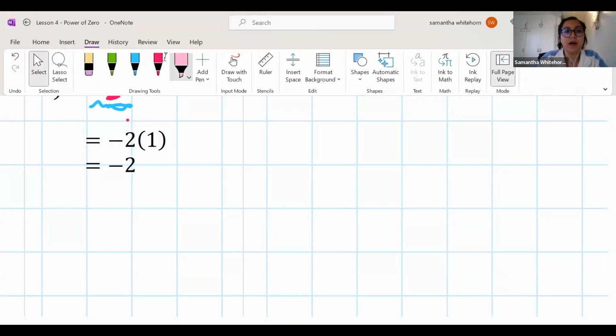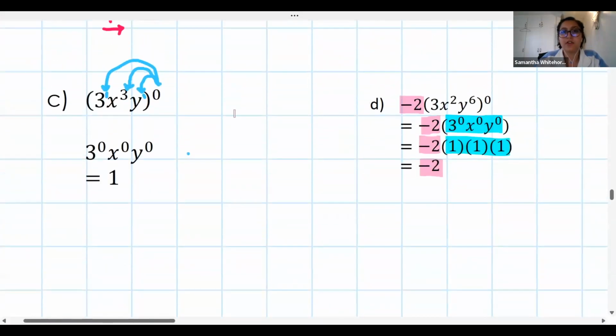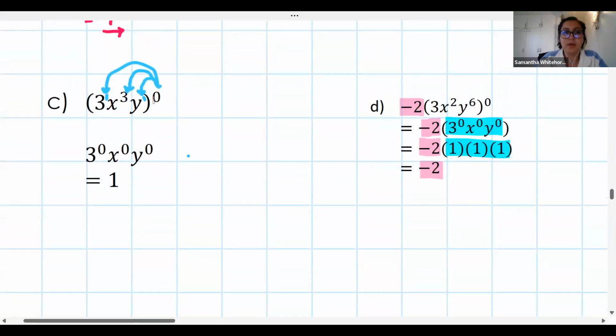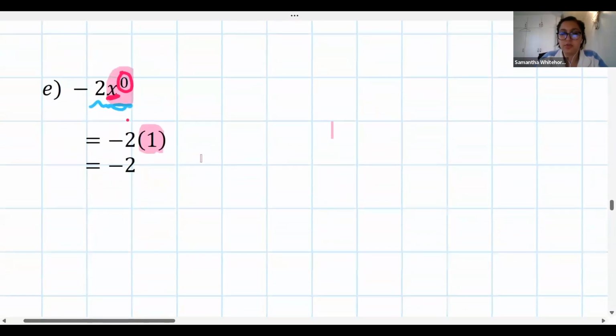So this x to the power of 0, only that became 1. And so we could then simplify our answer. So when there is no bracket, you can see the difference between C, D, and then E. Here we had brackets where we had to distribute. Now in E, there's no bracket, so there's no distribution, and so that exponent of 0 only applies to its base. It only applies to the x.